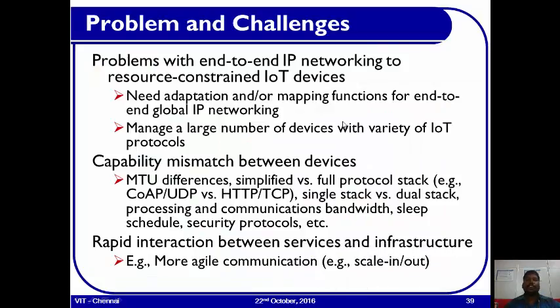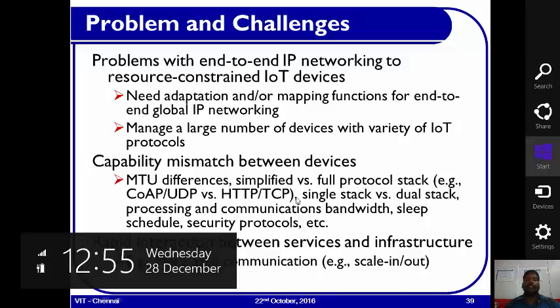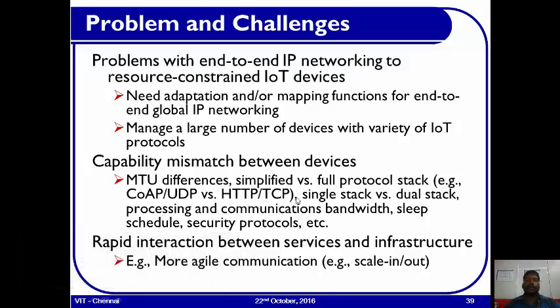Problems with end-to-end IP networking: resource-constrained IoT devices need adaptation and mapping of functions for end-to-end global IP networking. Manage a large number of devices with a variety of IoT protocols. This is problem number 1. Second problem, capability mismatch between devices. Maximum transfer unit difference, simplified versus full protocol stack. That is, with respect to UDP and HTTP, the header sizes are very large, whereas in IoT applications the header size is supposed to be compact, where we have to use the CoAP protocol.